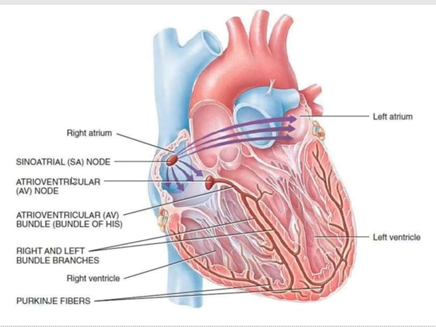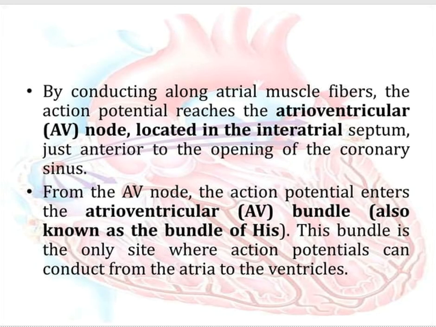Here you can see the points as well. SA node, then AV node, then these are the bundle branches. Generation of the bundle branches from here. And these are the left and right bundle of His. And then these are the branches of the Purkinje fiber. Here you can see how these are spread all over the ventricle. So this is a complete cycle. One cardiac cycle is 0.8 seconds.